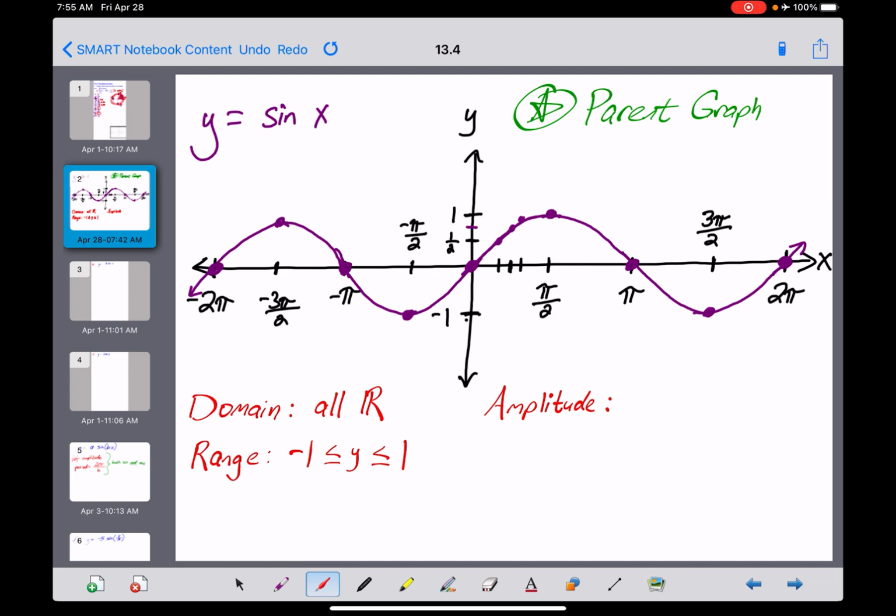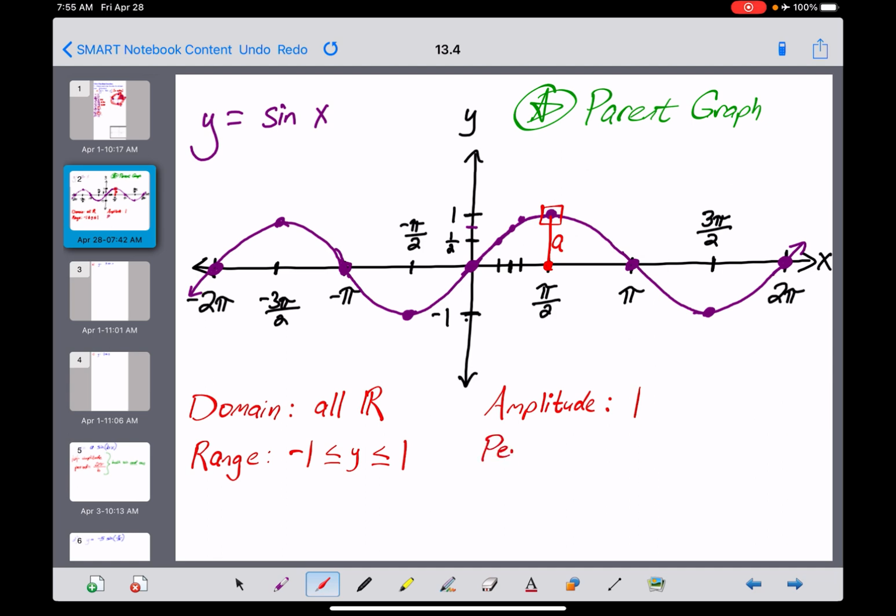The easiest way to do this is to find a high point or a peak right here, and you're going to measure the distance back to what we call the midline of the graph, kind of the center of this whole thing. That distance right there is your amplitude. In this graph, that amplitude is just going to be 1, but that's something that's going to change a little bit from one problem to another.